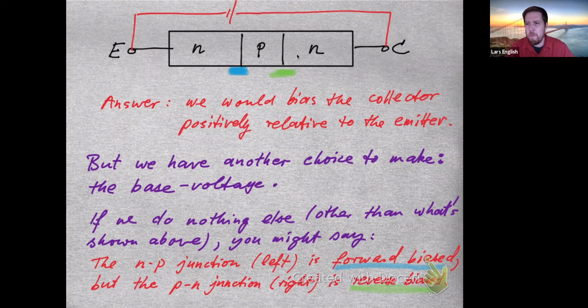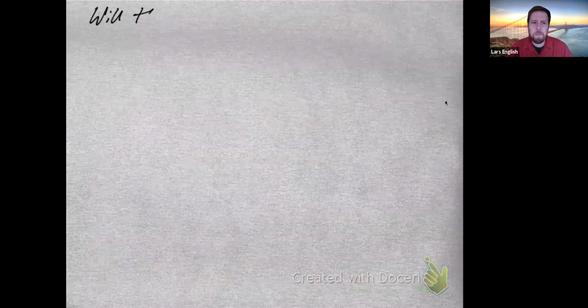So in your mind, you might have an objection now. Can this really conduct electrons through there if we have forward bias here but reverse bias there? Okay, so let's look at that.